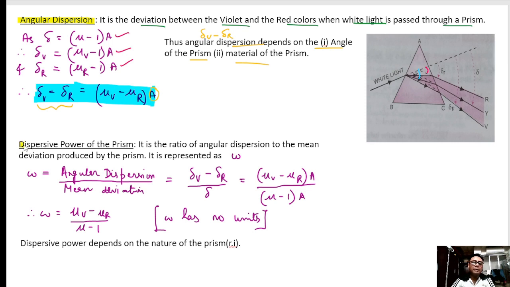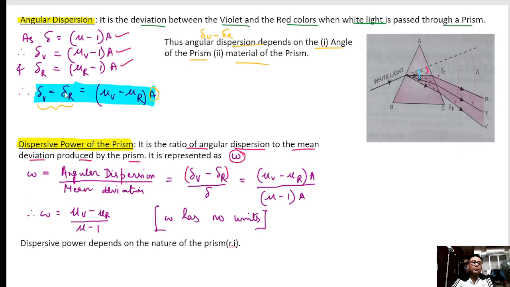Next is dispersive power. Another very important topic, dispersive power of the prism. What is dispersive power of the prism? It is the ratio of the angular dispersion to the mean deviation produced by the prism. See the symbol omega: angular dispersion by the mean deviation. So this is how we write it.